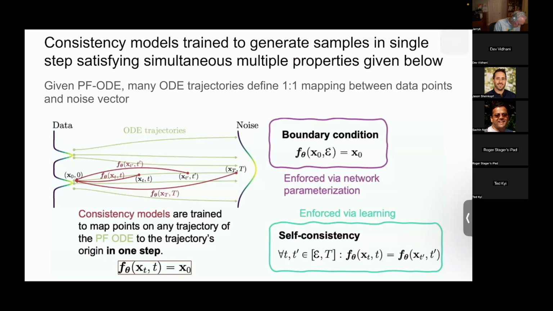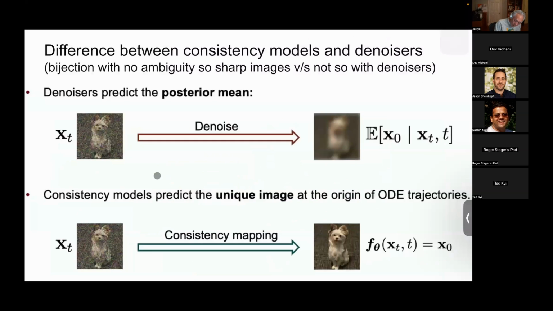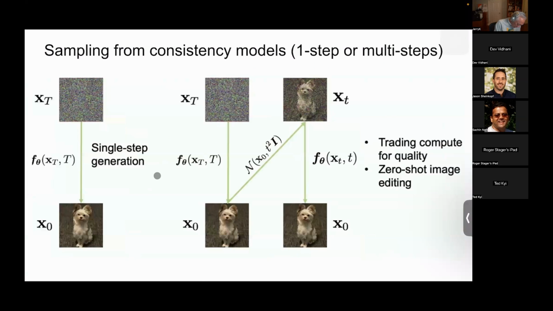The boundary conditions are satisfied via the network parameterization. I'll show you that soon. And the self-consistency property is enforced via the learning, by picking different points or consecutive points along the trajectory, and we'll come to that. They have a couple of algorithms, and we'll come to both of those on how they train it. So this is what it's supposed to do. I'll skip this slide for time constraints.